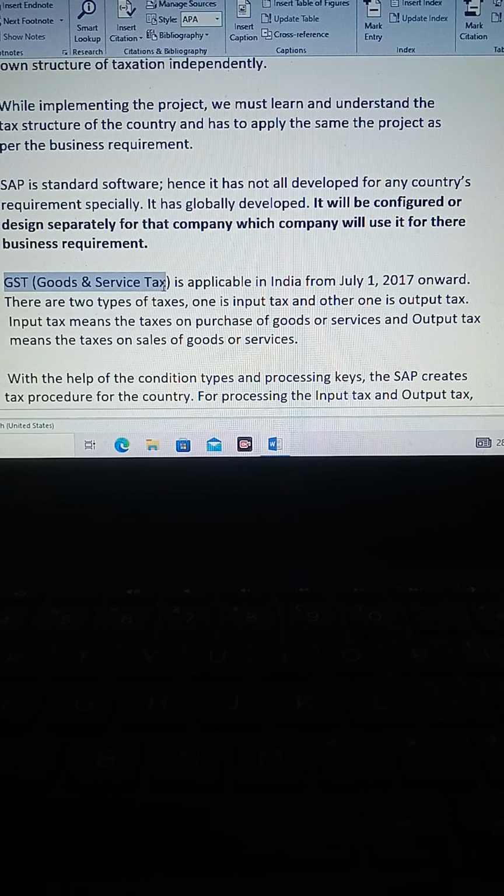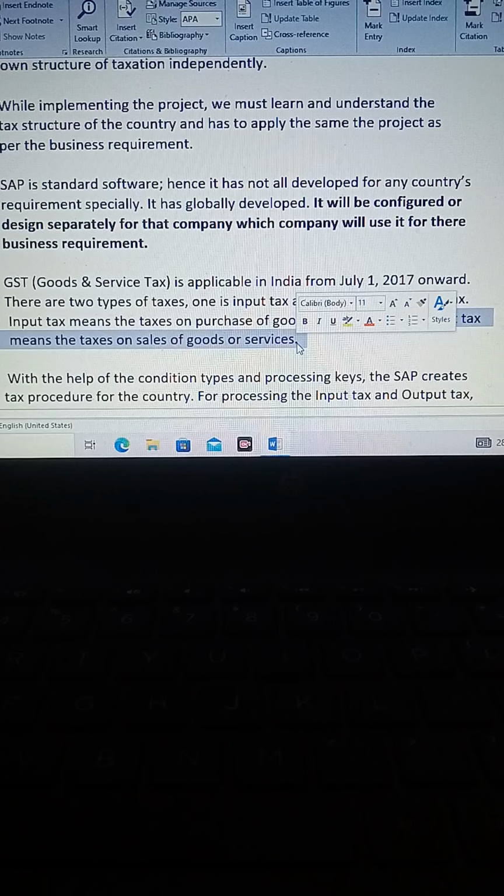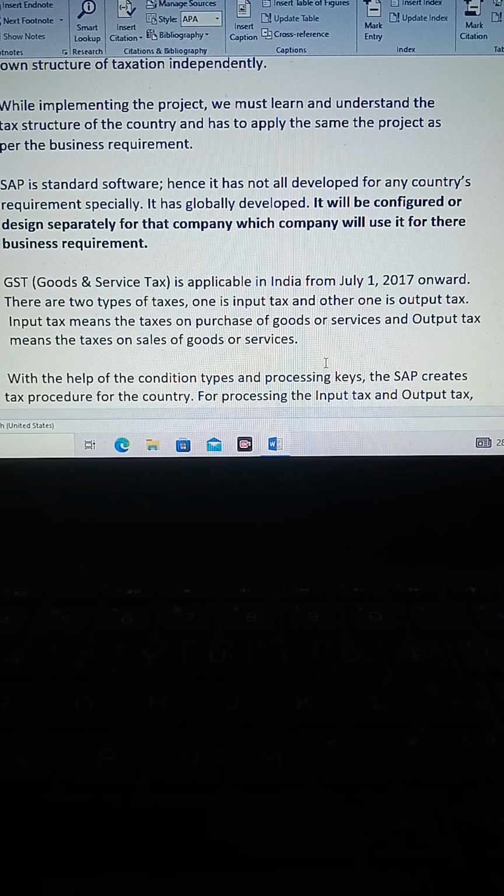GST is the goods and services tax, which is applicable in India from July 1st, 2017 onwards. There are two types of taxes in GST: input tax and output tax. Input tax means the tax on goods or services when we purchase them. Output tax means the tax on the sale of goods and services; when goods are sold, the tax applied on it is called output tax.